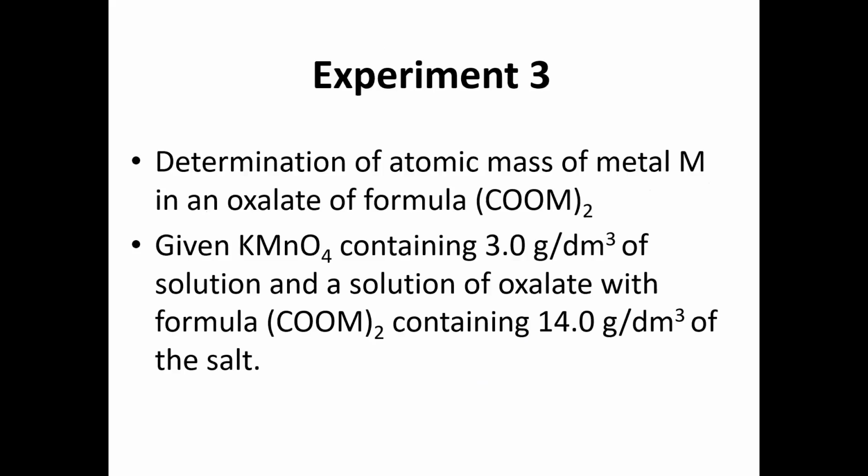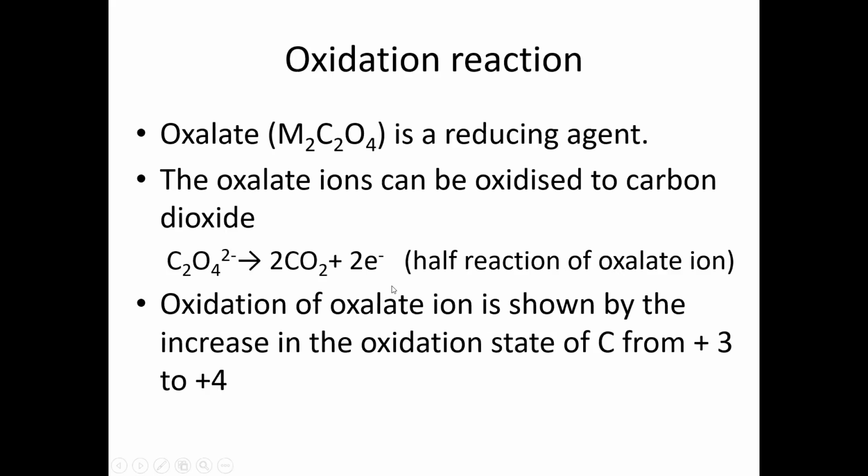So the experiment we are doing today is the reaction between a metallic oxalate and KMnO4. You have to determine the atomic mass of metal M in an oxalate, titrated against potassium tetraoxomanganate(VII). This KMnO4 contains 3 grams per dm³ of the solution, and you are given your metallic oxalate containing 14.0 grams of the salt. Your oxalate has the formula (COO)2M. The M here is the metal that you are looking for. So you are titrating a metallic oxalate against KMnO4.